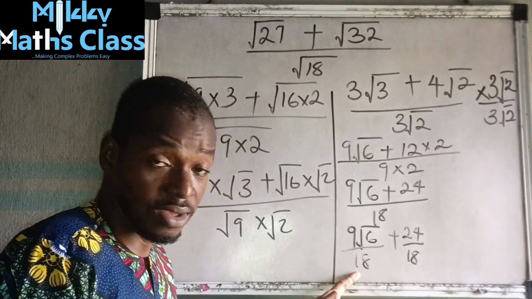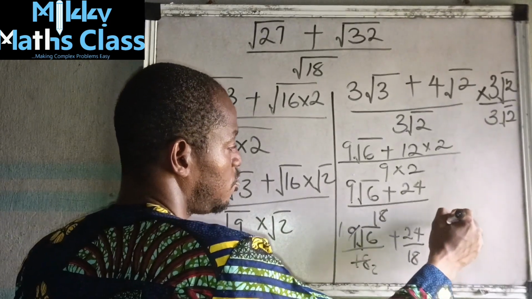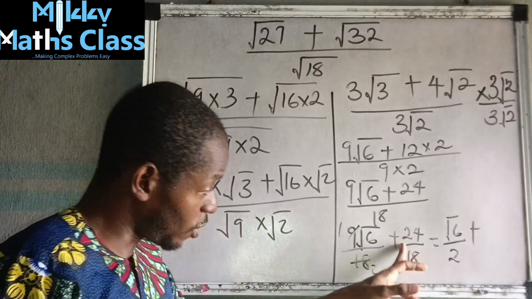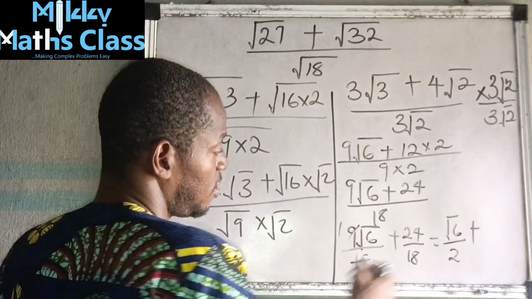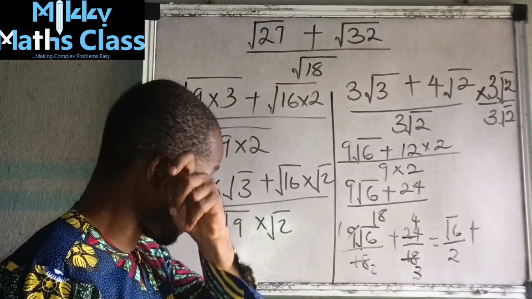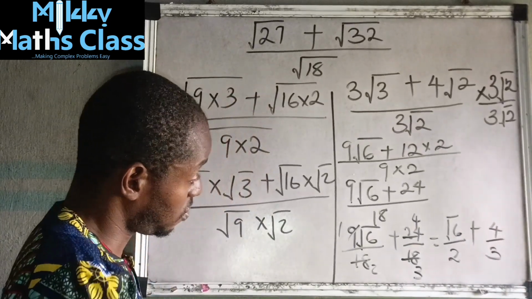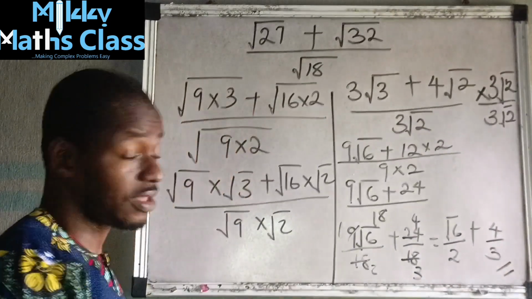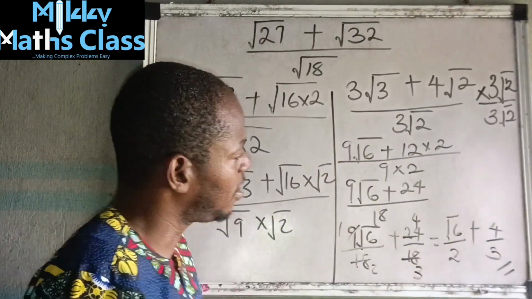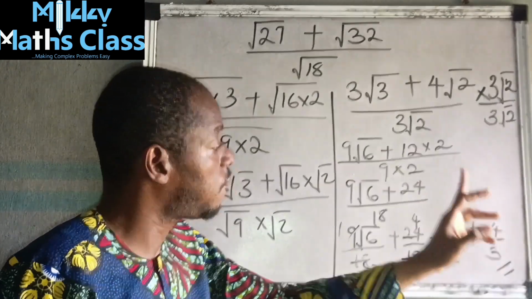9 and 18, 9 can divide: 9 here gives 1, 9 there gives 2. So we have root 6 over 2 plus, now 24 and 18, 6 can divide. 6 times 3 is 18, 6 times 4 is 24. So that's plus 4 over 3. You can leave your answer like this, or simplify it further by taking the LCM, but we can leave our answer like this: root 6 over 2 plus 4 over 3.